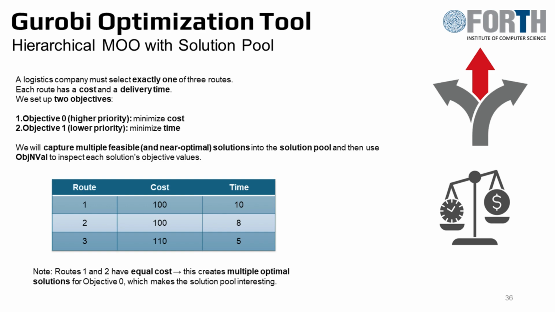However, this time there's an interesting twist. Routes 1 and 2 have exactly the same cost. That means that, with respect to the first objective, there are multiple optimal solutions. Instead of stopping at a single solution, we will activate the solution pool. The idea is to capture multiple feasible or near optimal solutions and then analyze how each performs with respect to the secondary objective.